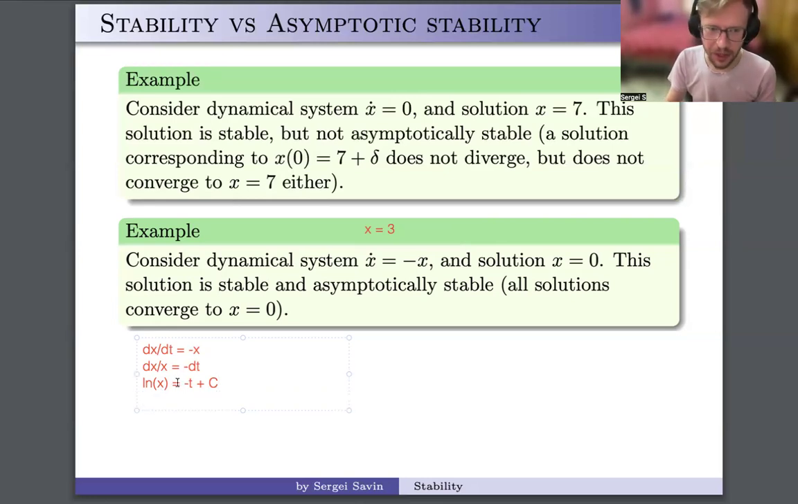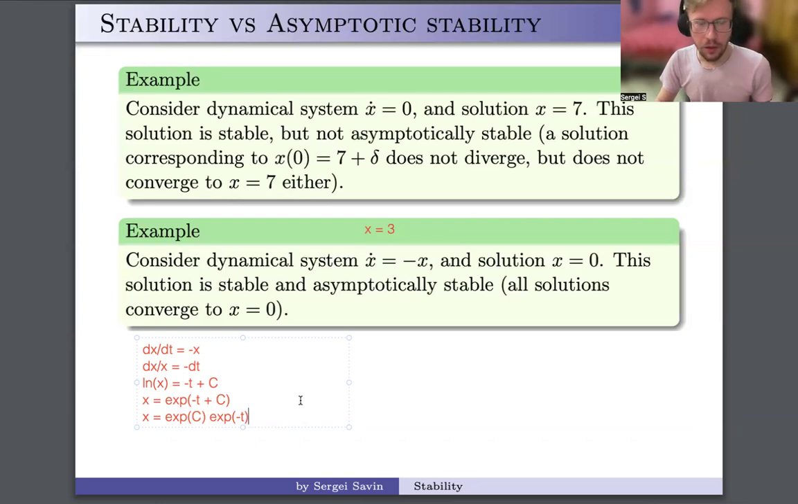Right. As a next step, I take the exponent of both sides. So I get x equals exp of minus t plus c. And next, we recognize that this is the same as this, right? I would just prefer the constant to be on this side, right? And that is the answer, more or less.